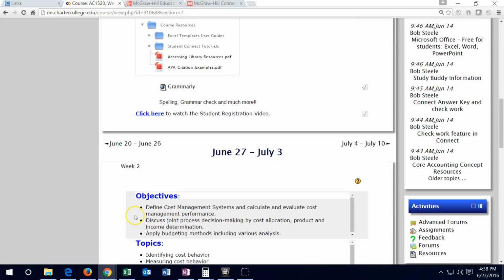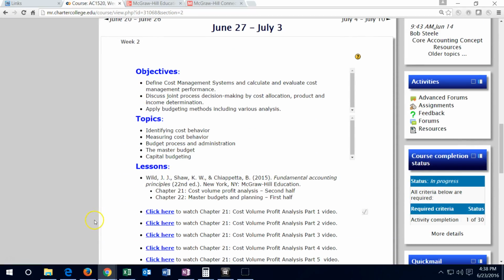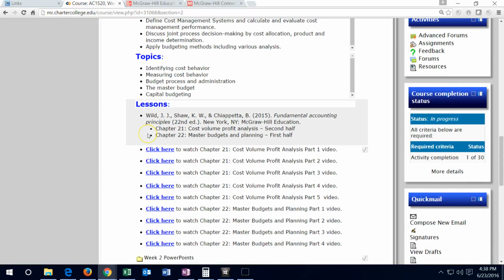I'm going to go down to the week that we are in. It's going to be week two. So we've got the objectives, the topics, and the lessons. We started chapter 21 last time. We're going to continue on chapter 21 this time. That's going to be our main focus, cost-volume-profit analysis. We're going to start on chapter 22. That's mainly just going to be the LearnSmarts this time. Next time, we're going to focus more on chapter 22, a more intensified type of budgeting process.